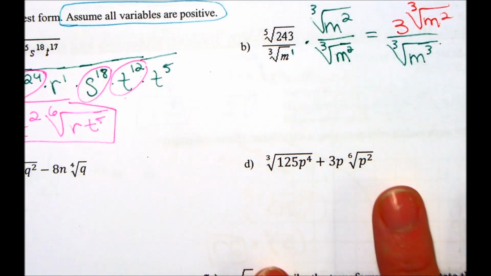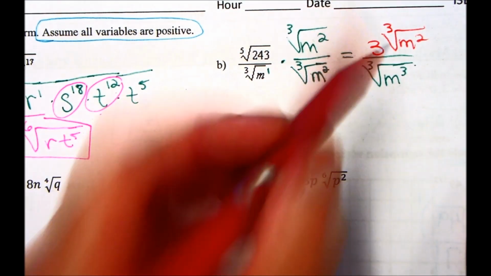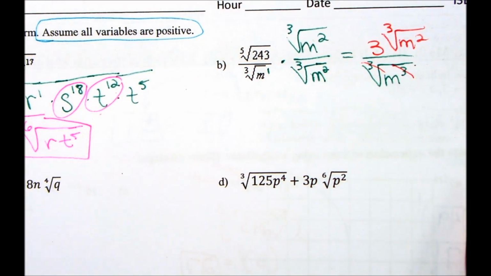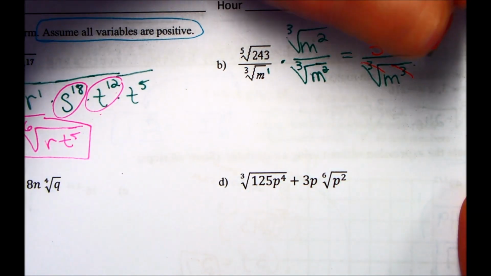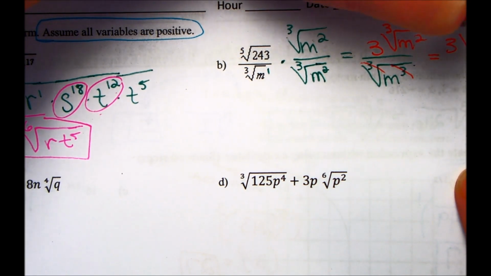We can't do anything else with it. And then in our denominator now we have the cubed root of m to the 3rd. So the cubed root and the 3rd power cancel out. So our simplified answer is 3 cubed root of m squared over m.